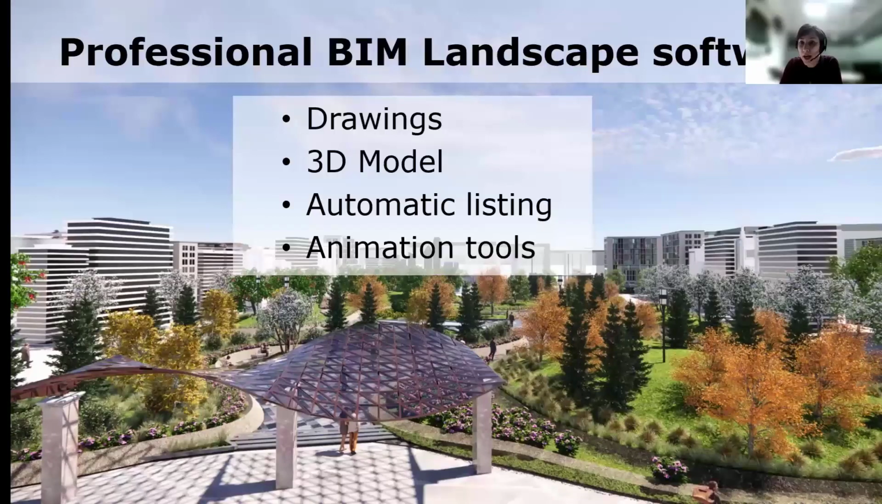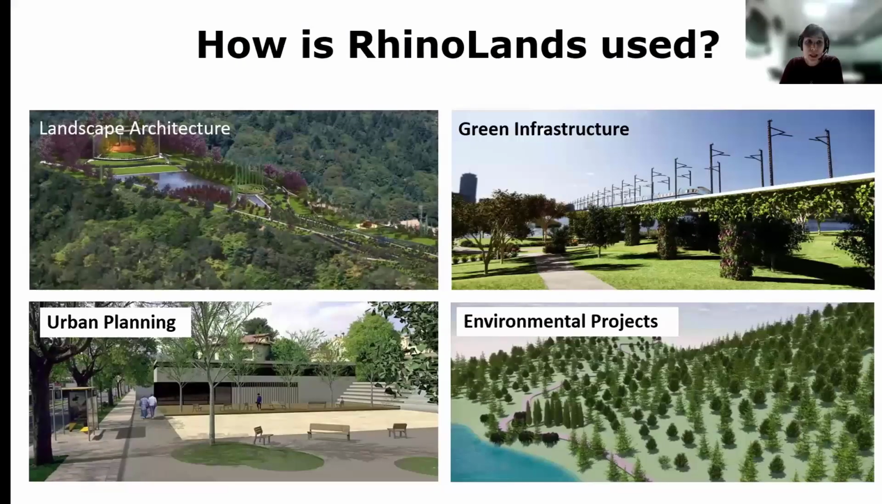The program helps us to have 2D drawing, technical drawings, and the 3D model. It automatically generates a list of plants and other materials, and there are some tools for visualization and animation of the project. The program is used basically in the field of landscape architecture, but also during infrastructure design by civil engineers, in urban planning projects, and in environmental projects. For example, we can easily model a forest by using the tools of this program. Let's take a look at its main features.